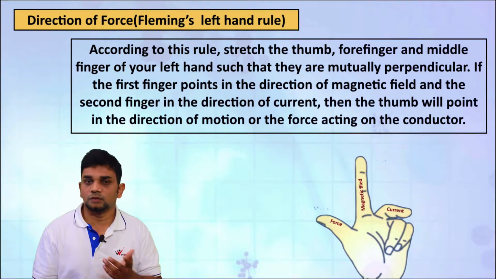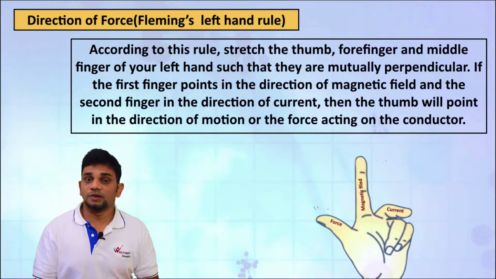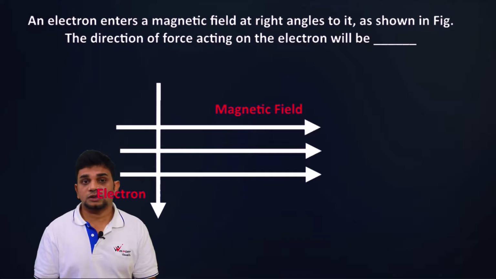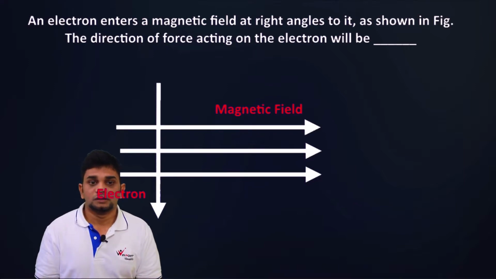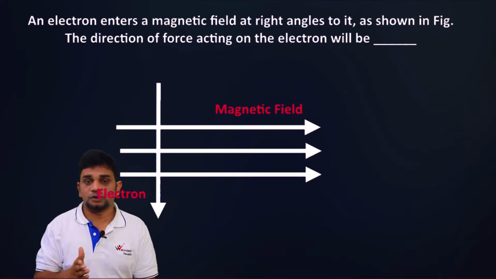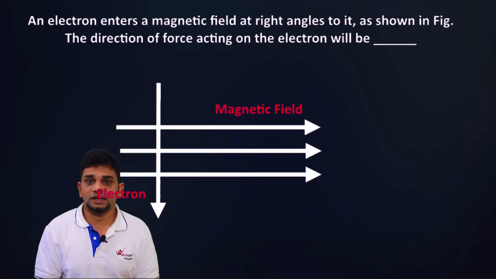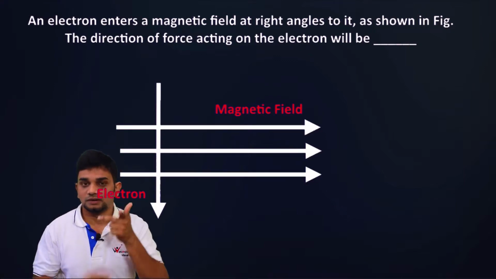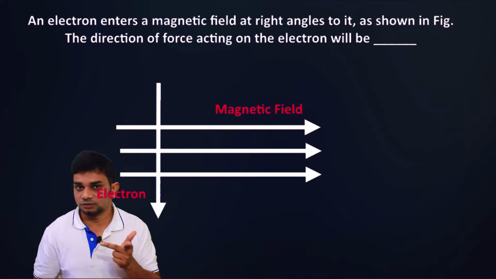Now let's discuss some of the questions related to Fleming's left hand rule. An electron enters a magnetic field at right angles to it as shown in figure. There is a figure. Electron is entering like this, perpendicular to magnetic field. The direction of force acting on the electron will be dash. We need to use our Fleming's left hand rule.